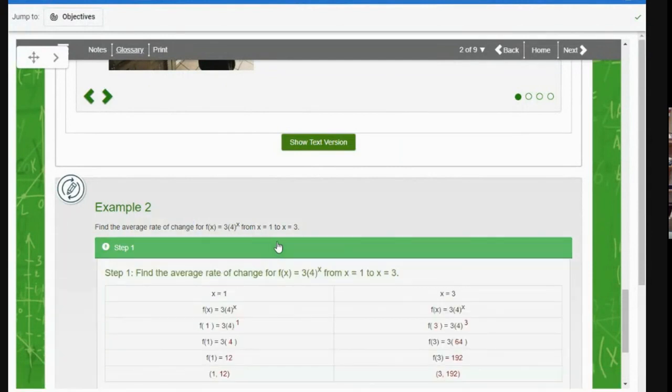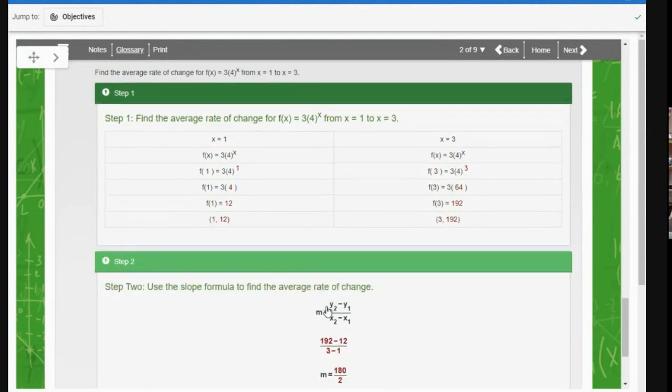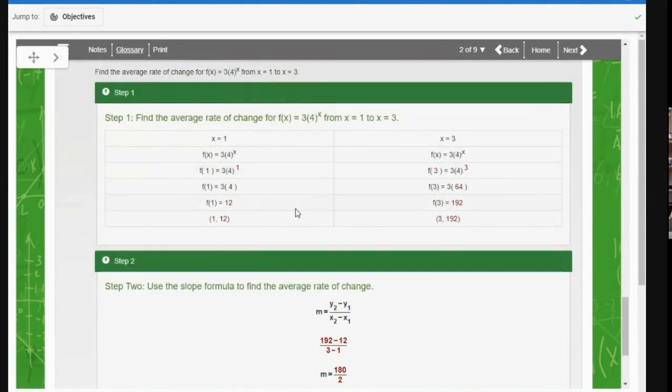So they went step one. Step one is finding what the 2 points are, 112 and 392. That's what we did. Step two is using the formula: 192 minus 12, 3 minus 1, 180 over 2. The average rate of change is 90. So there you go. If you want an example for your notes, there's a nice example. They did it very cleanly here on page 2, and you can put that in your notes. All right, let's look at page 3.